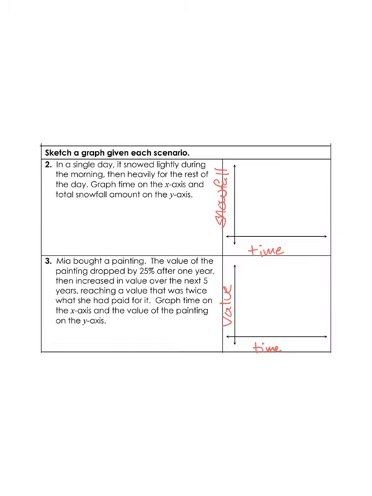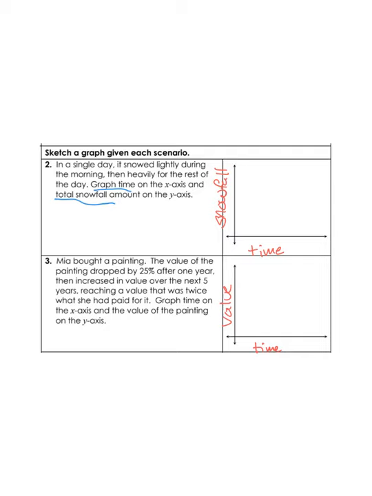Okay, so let's sketch a graph given each scenario. Example 2 says, in a single day, it snowed lightly during the morning, then heavily for the rest of the day. Graph time on the x-axis and total snowfall amount on the y-axis. All right, so there we go. First thing we want to do is make sure we get our x-axis time and our y-axis total snowfall.